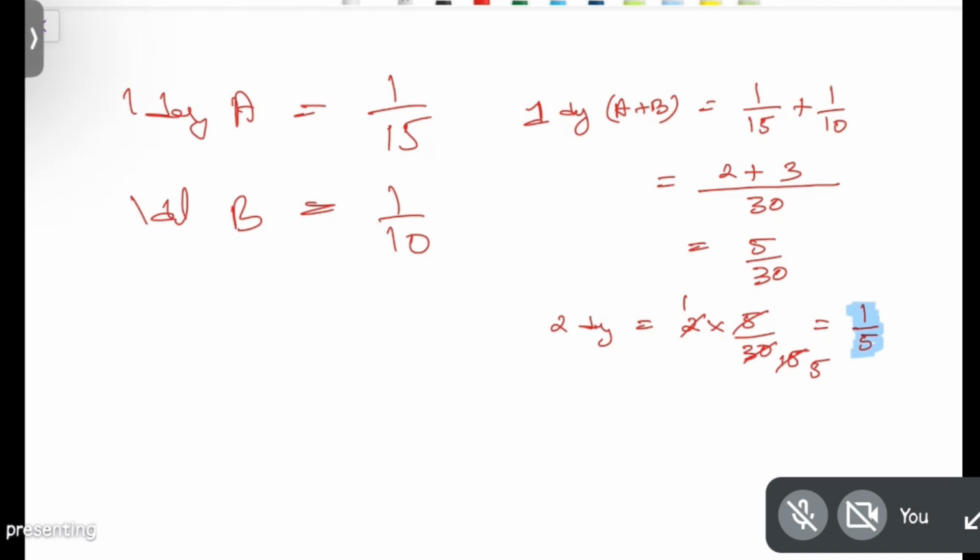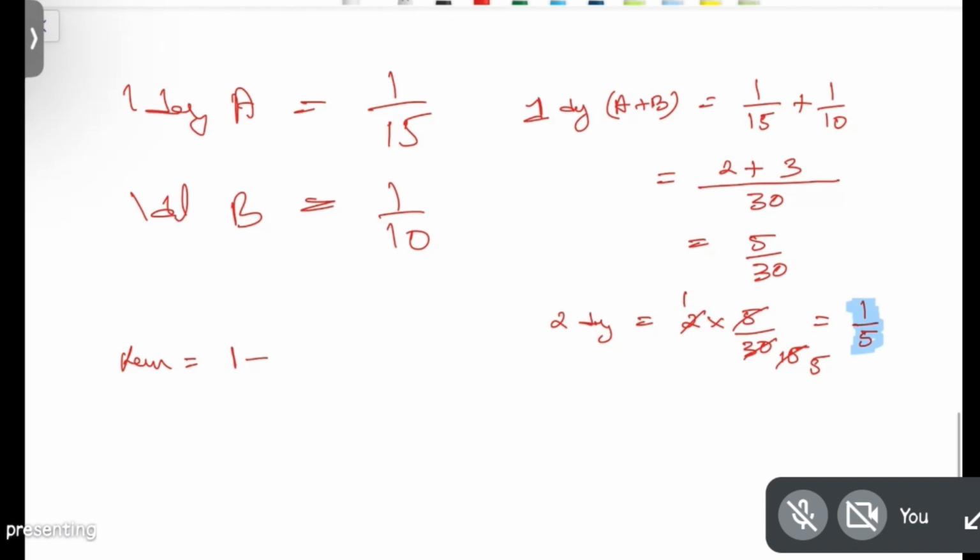Now, I told you that the remaining work, there was a total of 1 piece of work to be done. 1 is the total work, like I told you earlier, minus how much is done? In 2 days, 1 by 5. So which means, I need to find the LCM. So 5 divided by, well, what do we have here? 5 ones are 5 minus 1, which is 4 by 5. This is the remaining work.